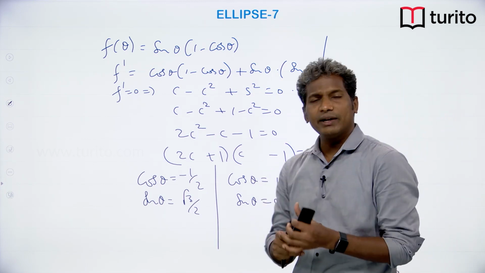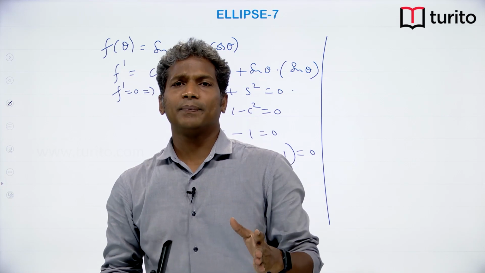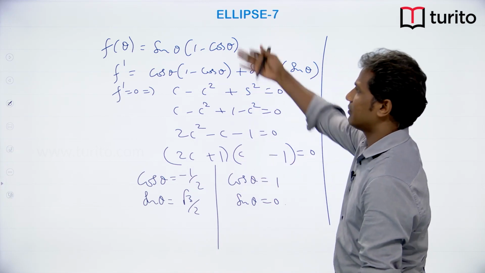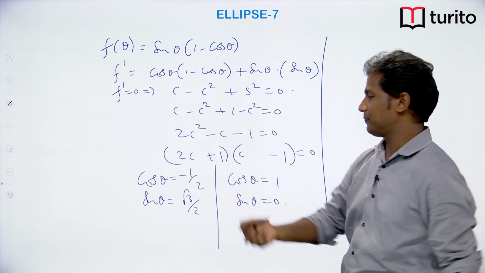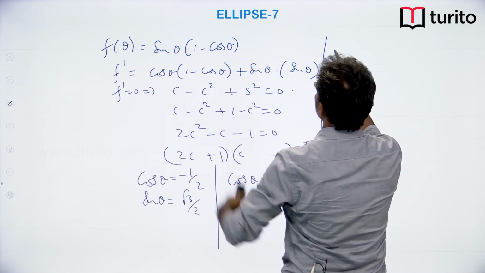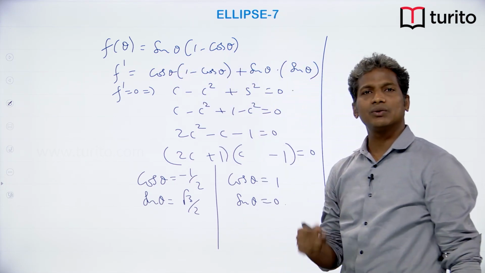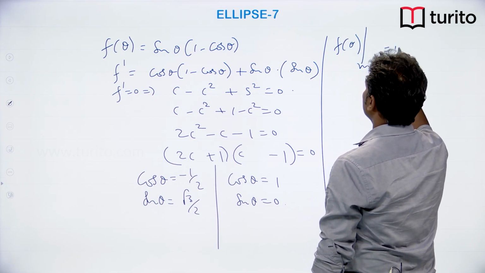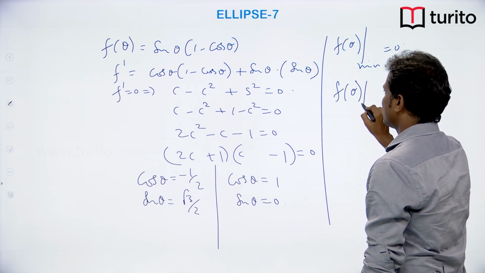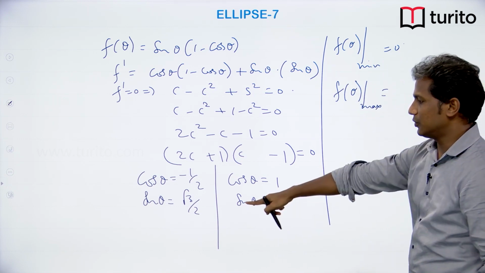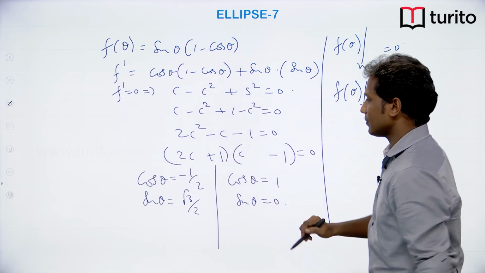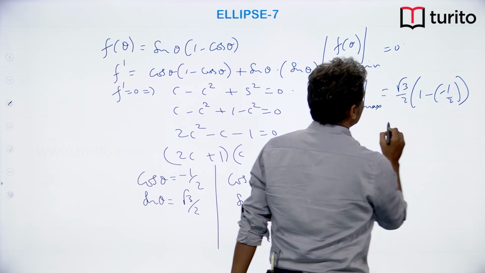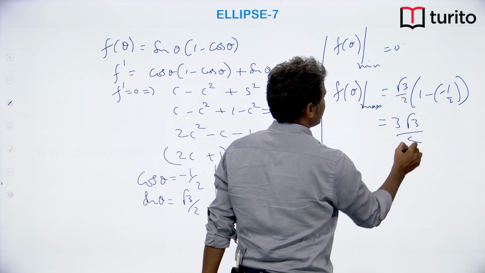Now, if you want to verify whether this is going to give you maxima or minima, you can also go for second derivative or the monotonicity, but that is not required. You can just put the values and see which is giving you maximum, which is giving you minimum. So, if I put sin theta 0 here, so that means I am anyways getting 0, so that is going to be minimum. So, f of theta minimum is going to be 0 and f of theta maximum is going to be, we have to put these two values here. So, what do I get? Root 3 by 2 into 1 minus 1 by 2, that will give me 3 root 3 by 4.